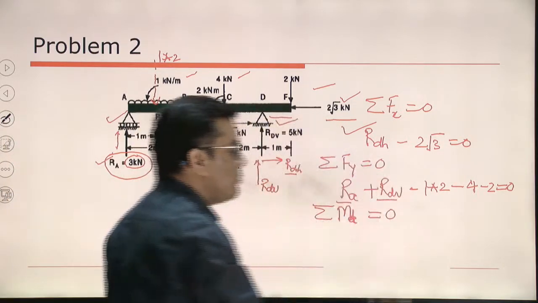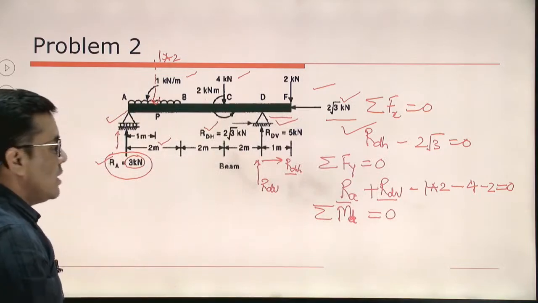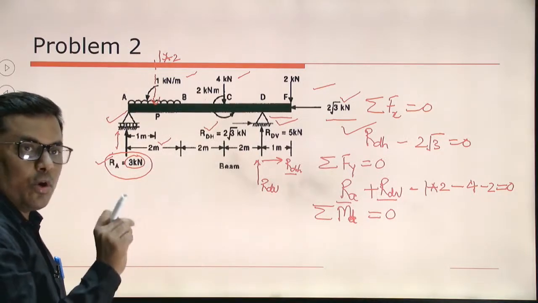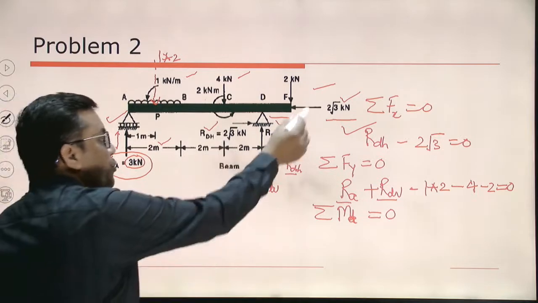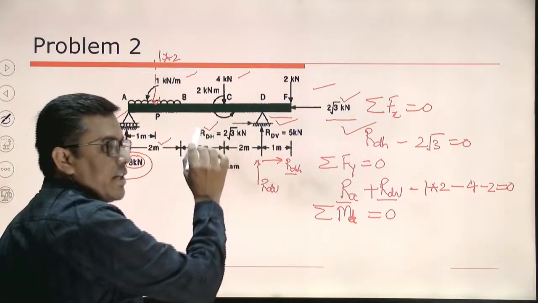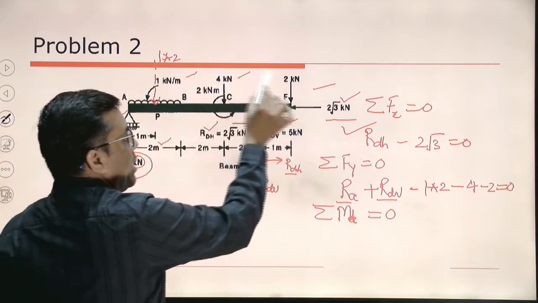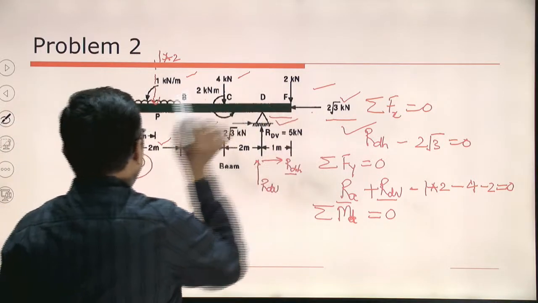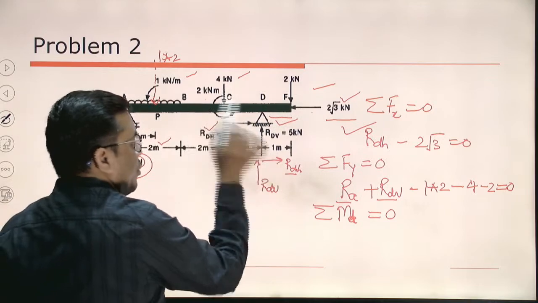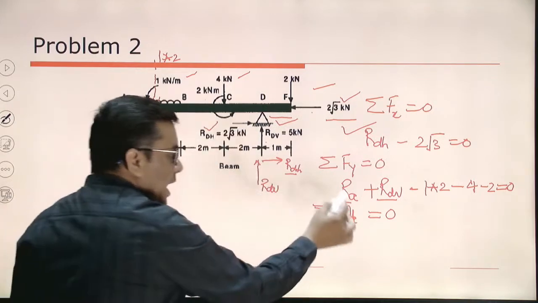What is the meaning of this? Sigma MD equal to 0. The algebraic sum of moments due to various forces which are acting. What are the various forces? UDL, point loads, support reactions. Okay, so sigma MD equal to 0.